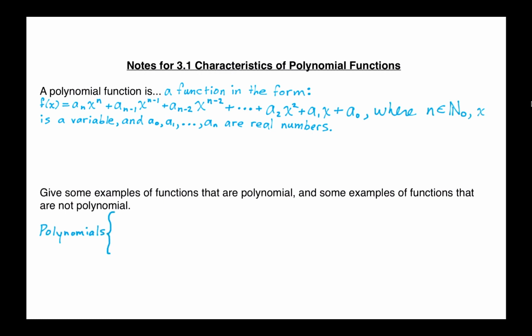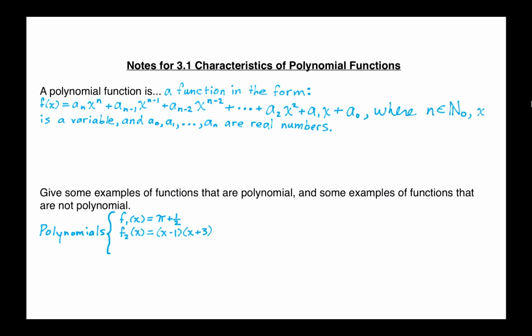So polynomials include things like this, pi plus a half. And some people think that maybe this is not a polynomial function because we've got an irrational number there, but pi is just a number. Pi plus a half is just a number. So that would be like your a naught, that would be a constant function. So it's still a polynomial.